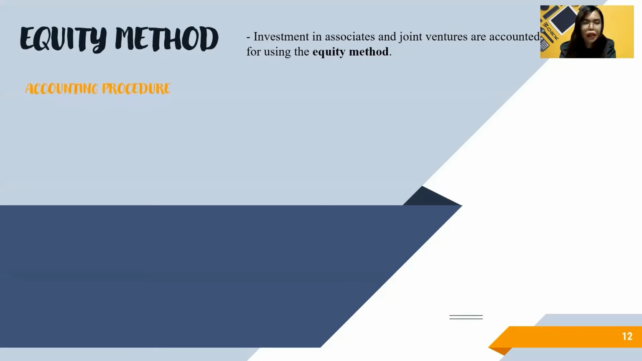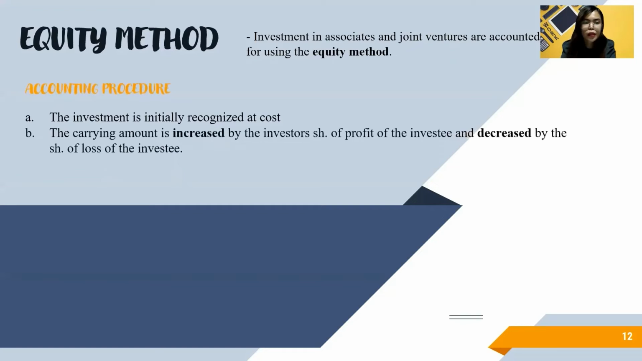So, what are the accounting procedures? So, letter A, the investment is initially recognized at cost. So, kung magkano mo binili, yun yung i-record mo. So, after you record or initially recognize the investment, punta na tayo sa letter B. So, letter B, the carrying amount is increased by the investor's share of profit of the investee and decreased by the share of loss of the investee.